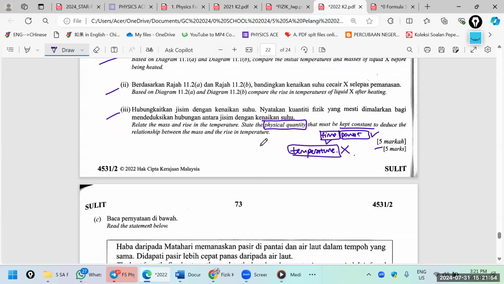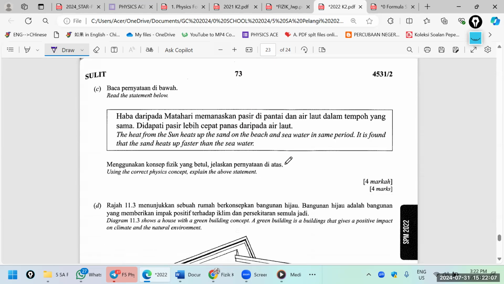Acidity. What he said? Specific heat capacity can, density of water can. Okay, come on. Okay, now.